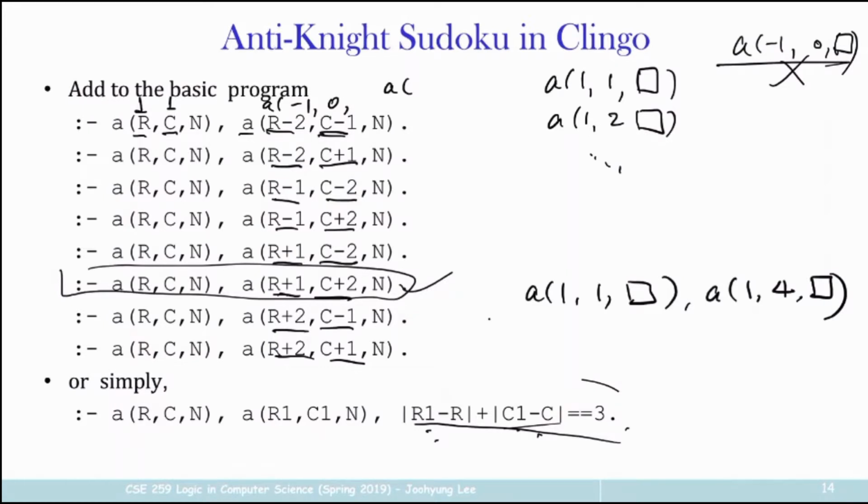So it checks more if you just look at the upper rules versus the last rule here. Are we doing something wrong then? Because we are supposed to only worry about anti-knight Sudoku, right? So only the anti-knight position, we shouldn't have the same row. Isn't it dangerous to do? It's actually more than the anti-knight movement, right?